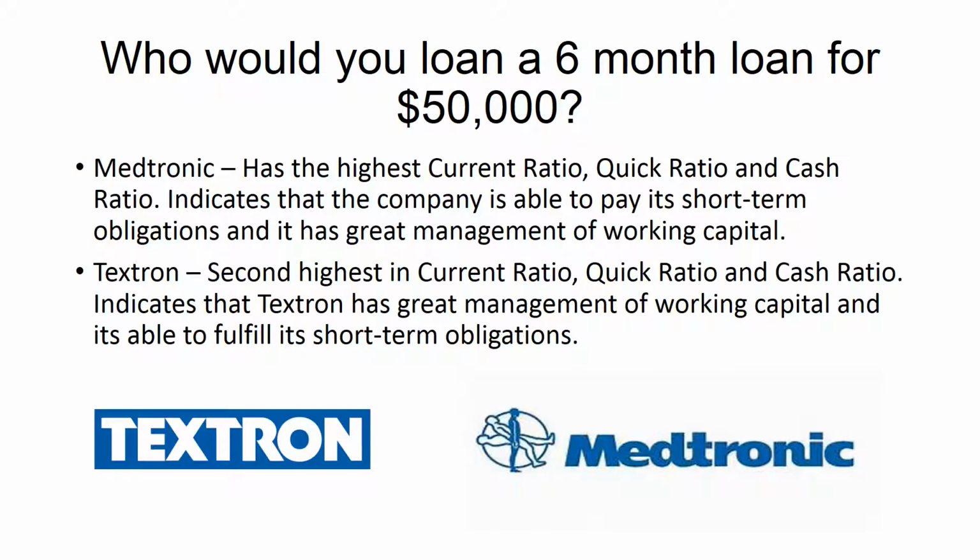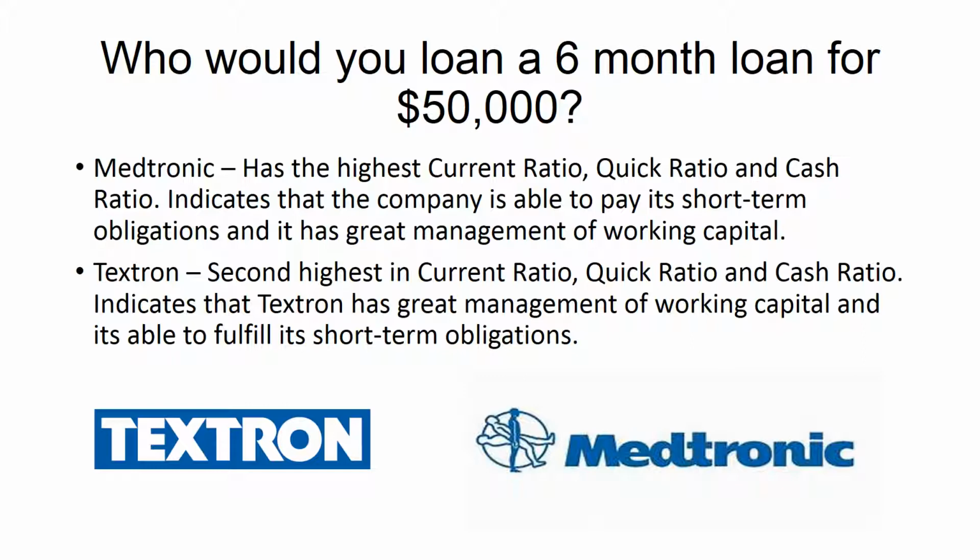Alright, so answering the first question of who would you give a 6 month loan for $50,000, I would definitely give it to Medtronic. Medtronic was definitely the company that excelled out of all the other companies. It had the highest current ratio, quick ratio, and cash ratio, which indicates that the company is more than capable of paying short-term obligations, and it also has great management of working capital.